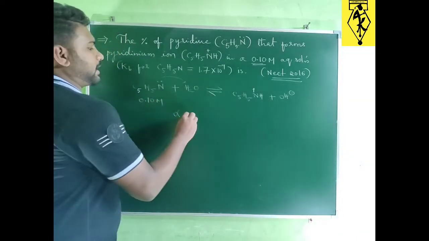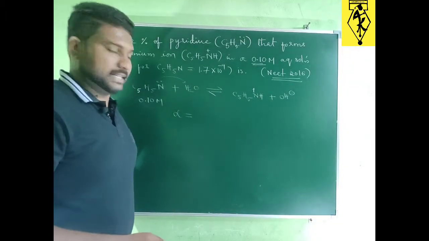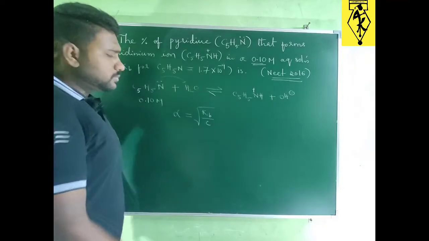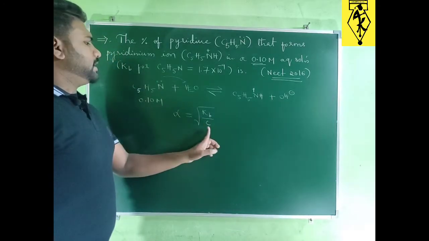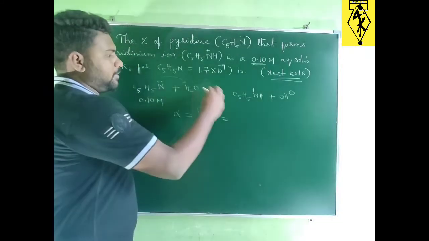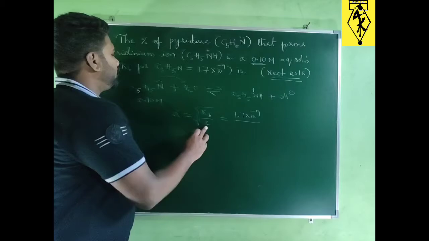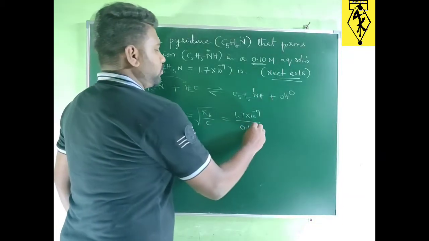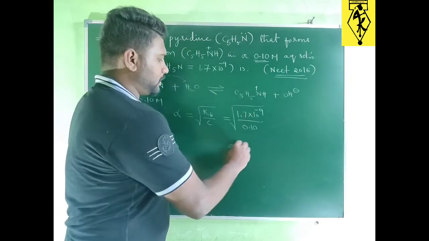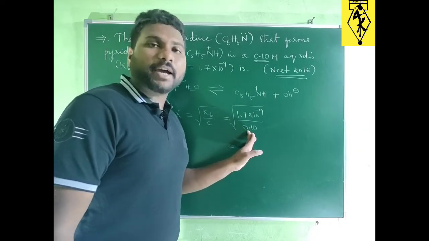So here first we need to calculate alpha. Alpha we already know, this alpha is dissociation. How much dissociation happens? That is equal to square root of Kb divided by C. Here Kb is the dissociation constant of the base and C is the concentration of pyridine. So what is the Kb value? 1.7 into 10 power minus 9 divided by the concentration, 0.10 M. How can we write 0.10? This can be written as 10 by 100, right?